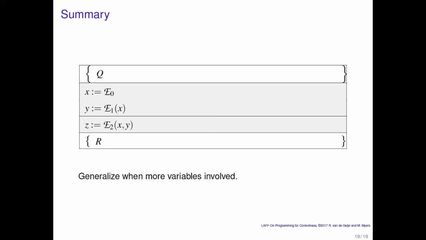So in summary, if you have a sequence of assignments, what you want to do is create a sequence of expressions where for later variables the expression is taken to be a function of the variables to which assignments are made prior to it. And obviously this generalizes when you have more variables involved.